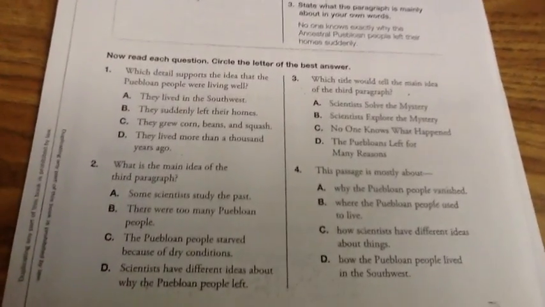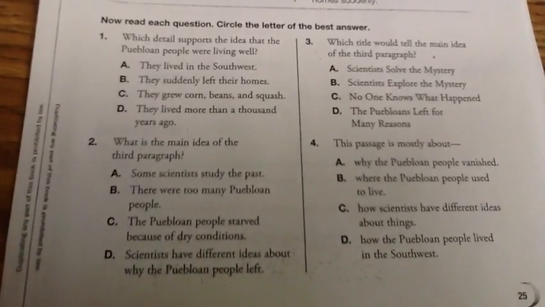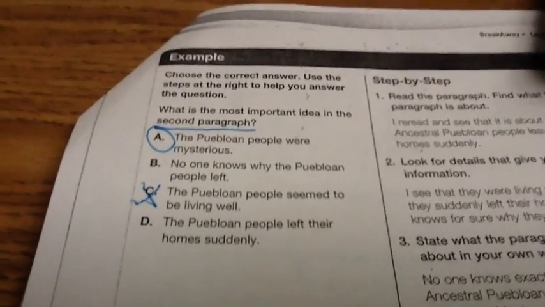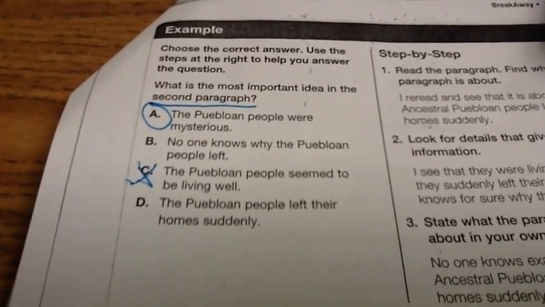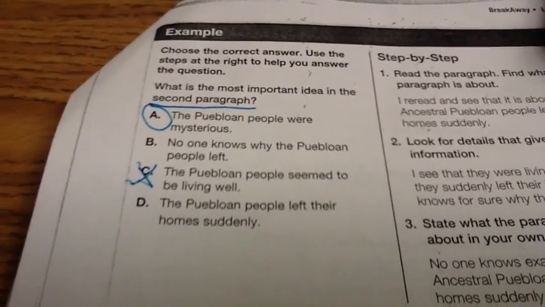Now it's time to look at these following questions. Read each question, circle the letter of the best answer. Go ahead and complete these questions on your own now. If you've answered the questions, let's review them. Remember that it doesn't do you any good to review the questions if you haven't tried to answer them yourself. This is all about learning on your own.